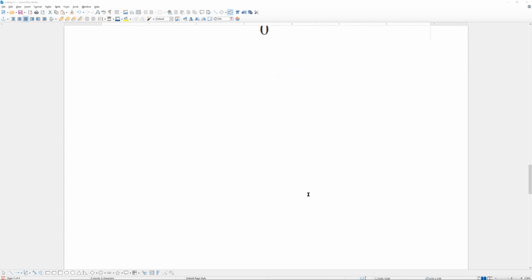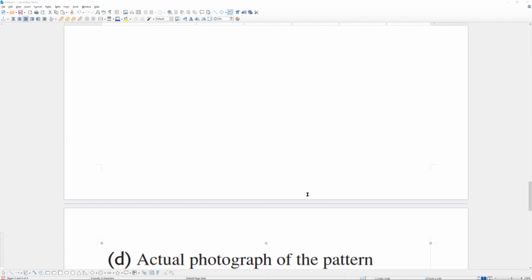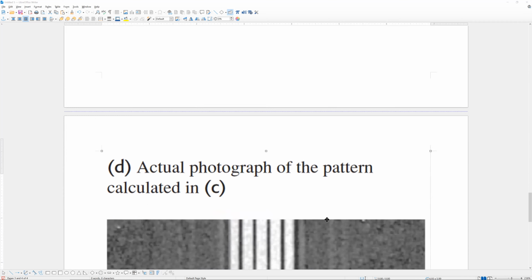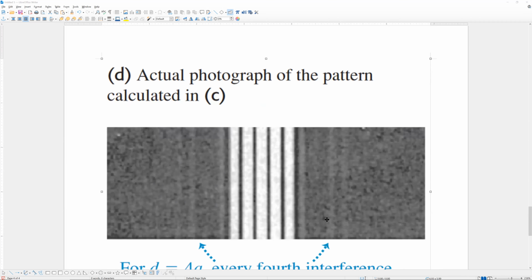And then the last picture here, I don't remember which page this is on in your book, but it's in the chapter on diffraction. Anyway, here's the actual photograph of a pattern like that we just saw, where the geometry has the two slits separated by 4 times the width of the single slit.